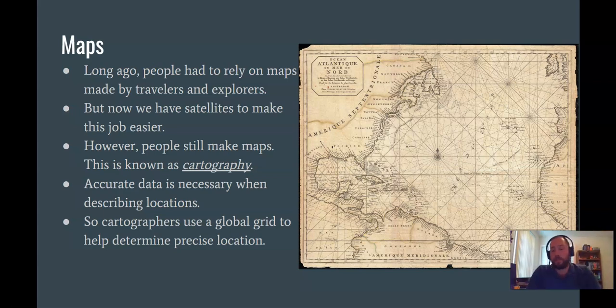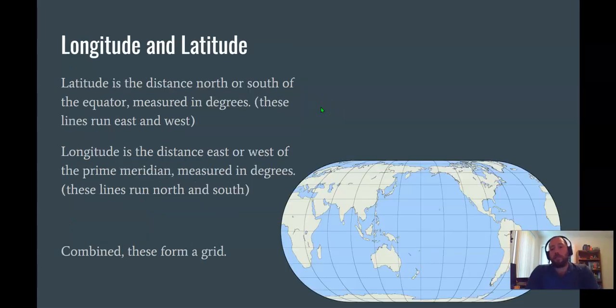However, people still make maps today, and this is known as cartography. The accurate data that you can actually get from a map is necessary when helping to describe locations. So cartographers use a global grid to help determine these precise locations. Latitude and longitude. Latitude is the distance north or south of the equator, measured in degrees. We're going to talk a little bit more about both of these in just a moment.